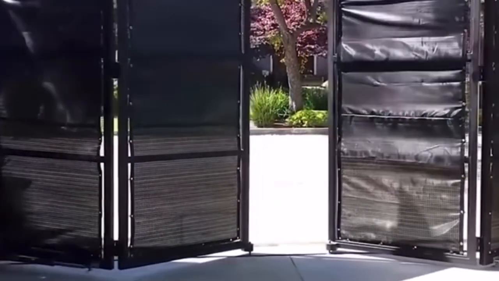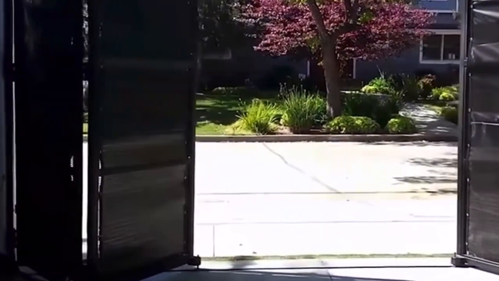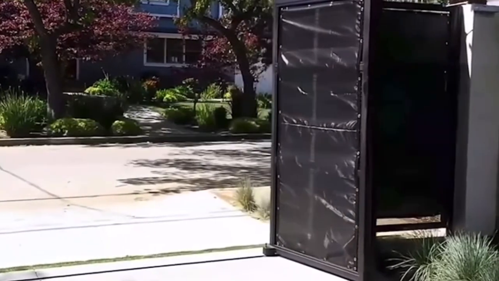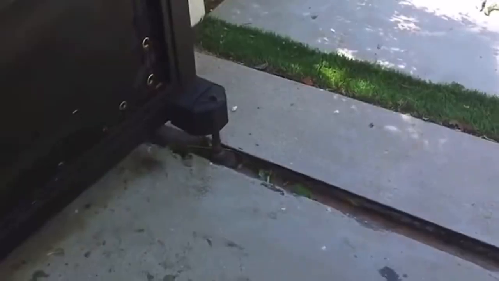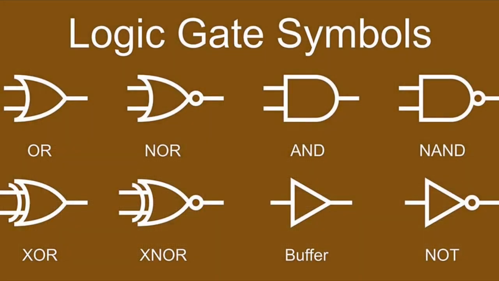Think about what these gates do. They open and close to let something through, right? If the gate is closed, nothing passes through. But if the gate is open, things can pass through the gate. Well, how do logic gates act as gates? Well, logic gates don't consist of teensy little hinged gates that open and close.